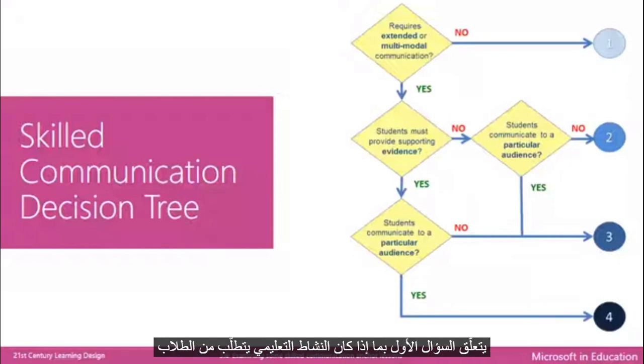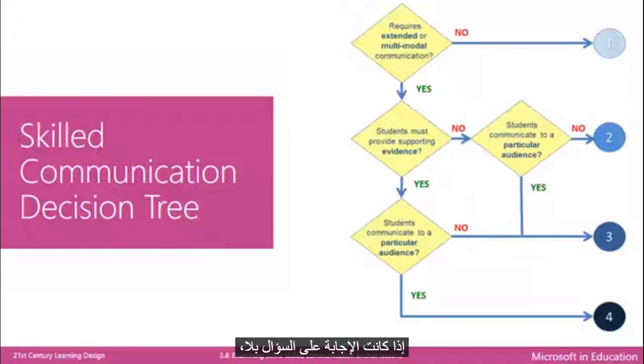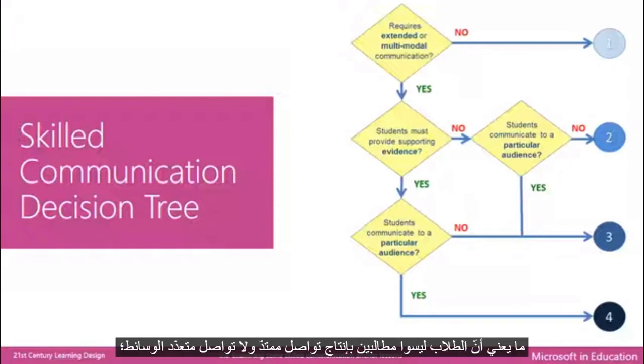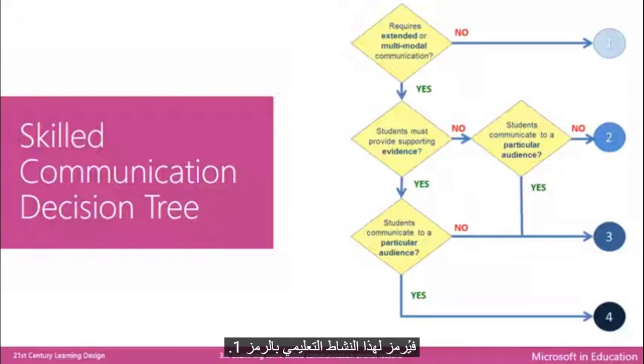So the first question asks if the learning activity requires students to produce extended or multimodal communication. Remember, the requirement is just for one of these criteria, extended or multimodal communication, not both. If the answer to this question is no, and students are not required to produce extended or multimodal communication, then the learning activity is coded as a 1.